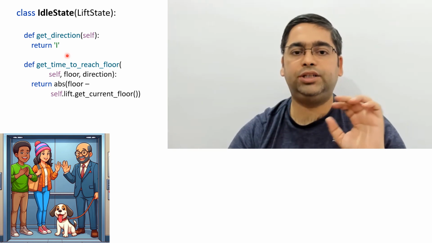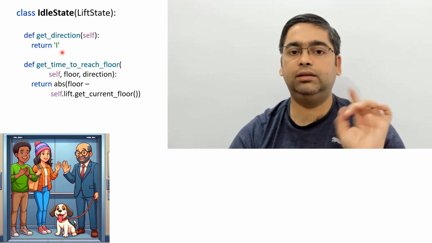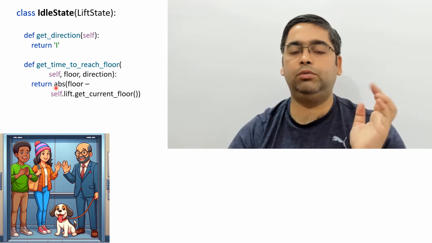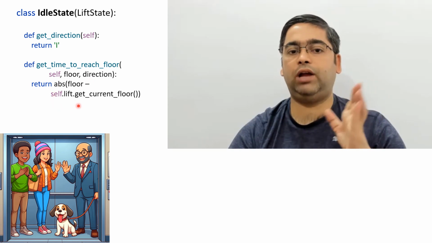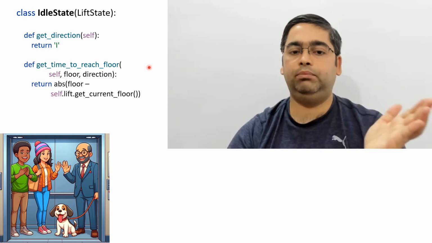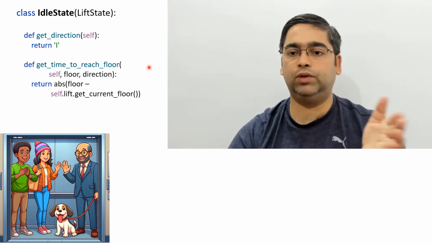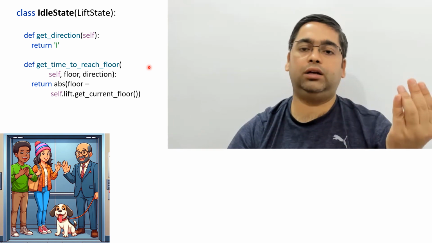Implementation for the idle state is simplest. Direction will be I, and get time to reach floor will be simply the difference between the current floor and the floor to which we want to go. It's idle, so it means no one is inside the lift, so it can directly go there.